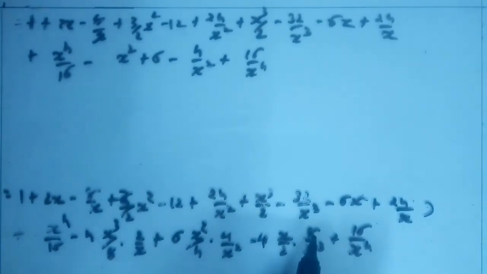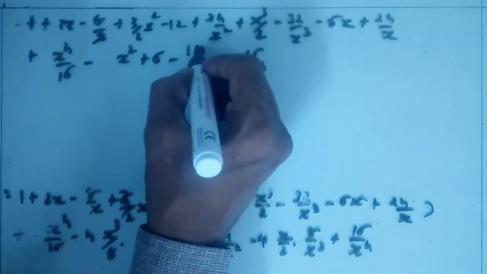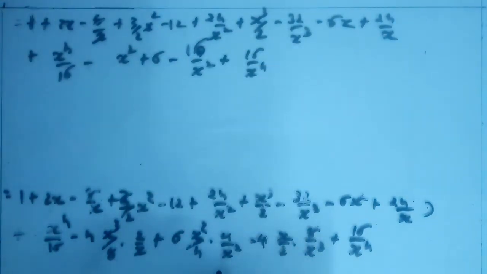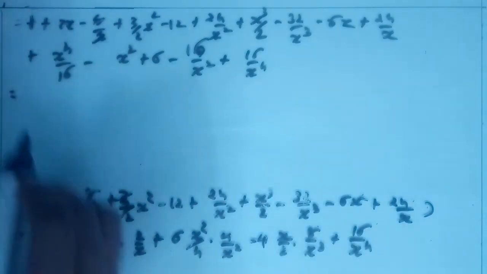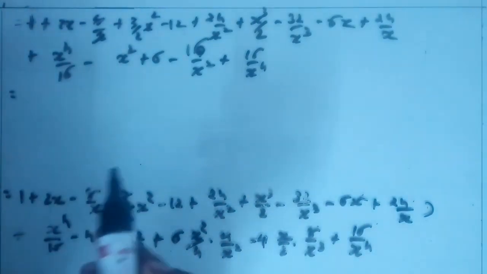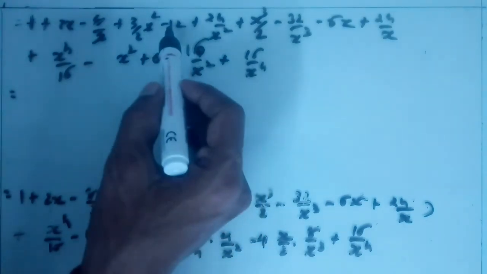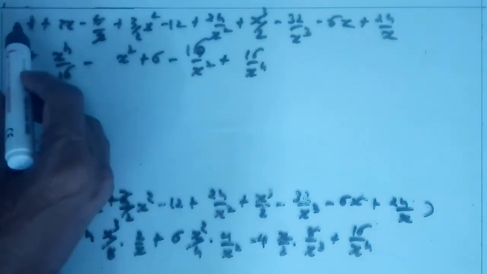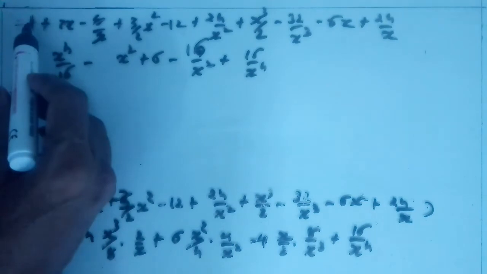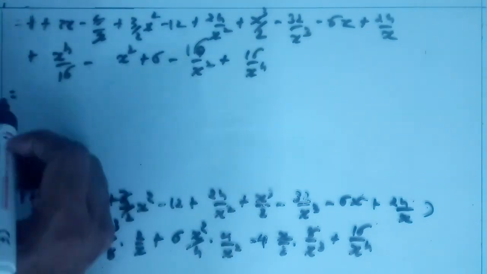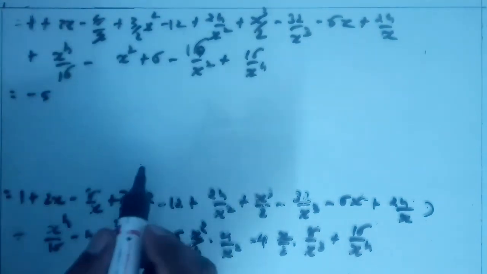here 4 to 8, 4 into 4 becomes 16. So here 16 upon x square minus given, so this becomes 16 upon x square plus 16 upon x raised to 4. Now simplify this here. We get first minus 12, 6 plus 1 is 7, minus 12 plus 7 becomes minus 5.